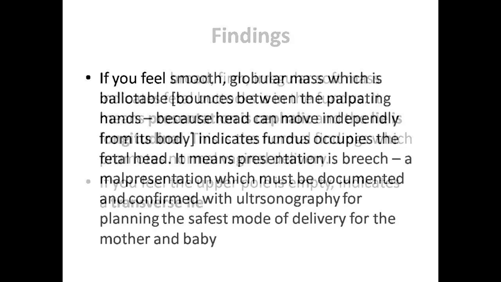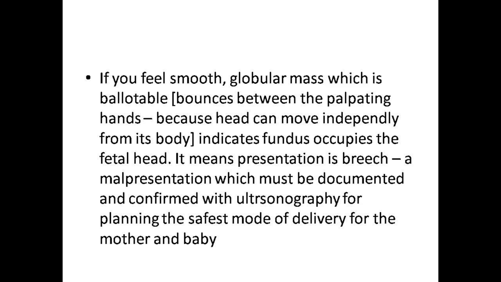Okay. Next, if you feel a smooth globular mass which is ballotable, in the sense you have to feel only one mass, globular, in the sense round, and smooth, and ballotable in the sense it bounces between the palpating hands. As I said, you apply firm pressure with one hand, and with the other hand you palpate. While doing this, the smooth globular mass moves from one hand to the other. That is called what? Ballotable. That indicates what? Head, because the head can move freely and independently from its body.